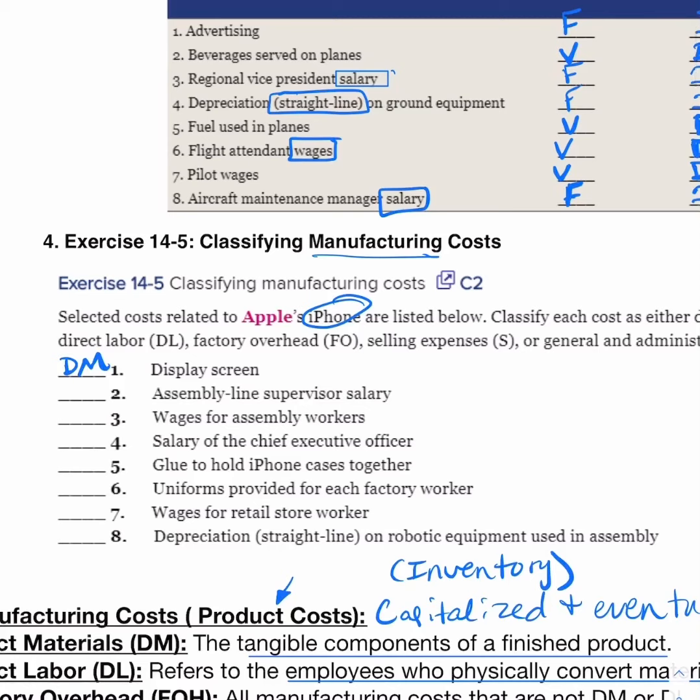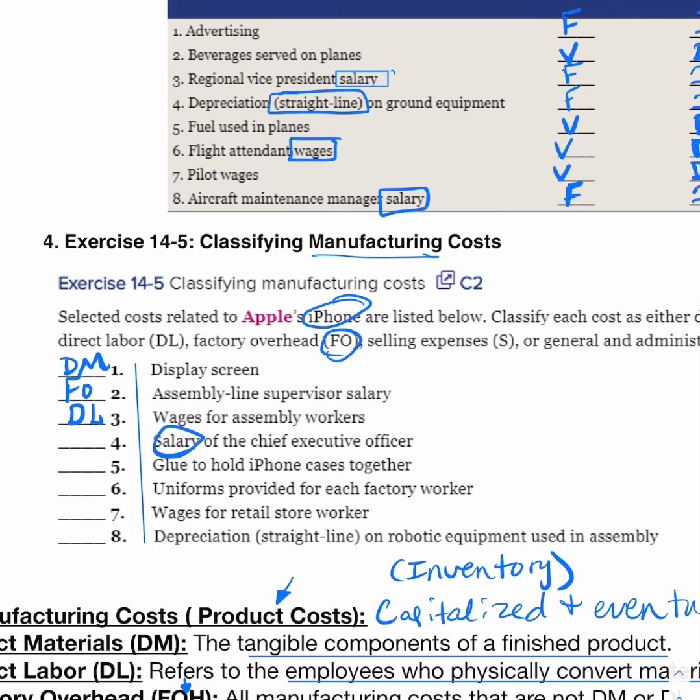Okay, the next one that we have, just resuming our listing down here, is these assembly line supervisor salaries. Well, that is going to be part of factory overhead. So here they told me to use FO for factory overhead, so I am. Typically, the more common abbreviation is FOH. So I may abbreviate with FOH, but this question specifically asks for FO, so I'm going to use that. Next, wages for assembly line workers. Well, these assembly line workers are the people actually putting together the phones, so that will be direct labor.